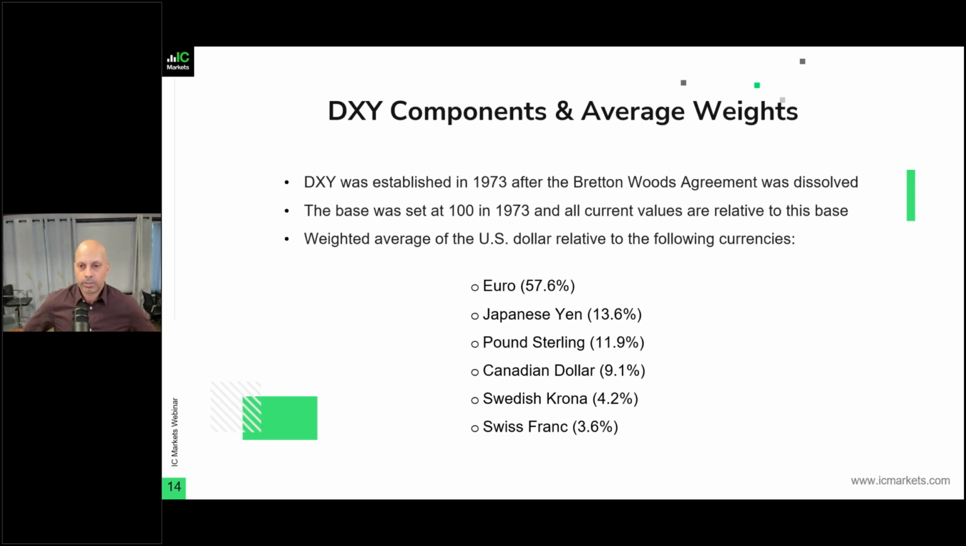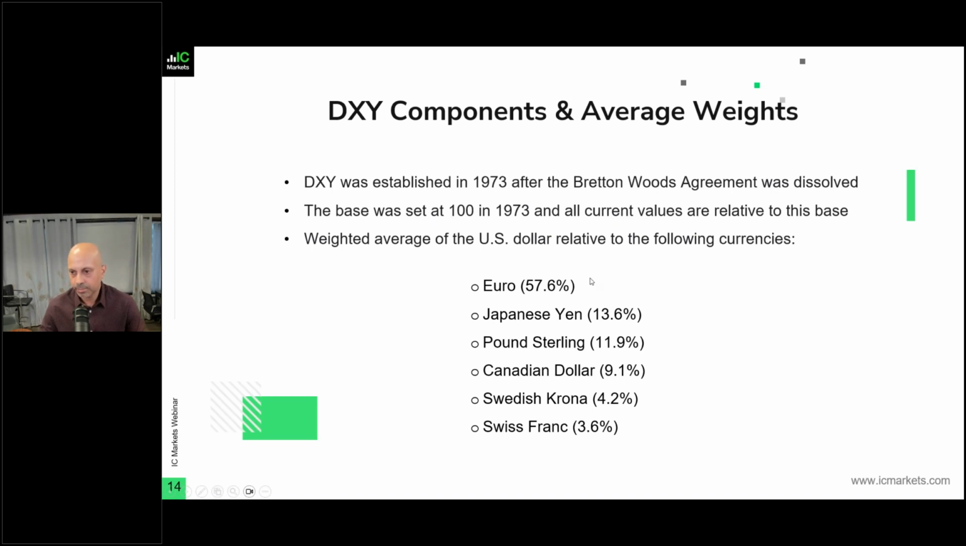Prior to this, we had the Bretton Woods Agreement in place, and then President Nixon dissolved it in 1973, and the US dollar index was created, with the base set at 100. So if you're wondering why the dollar index trades between 80 to 90 to 100 to 120, it is because when the agreement was dissolved and a basket of currencies was created to value the US dollar like a trade weighted basket, this value was set at 100.